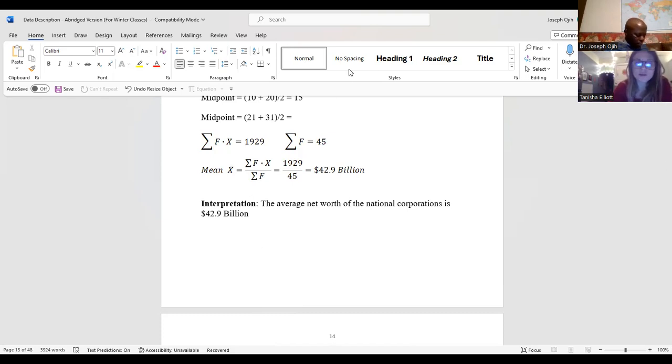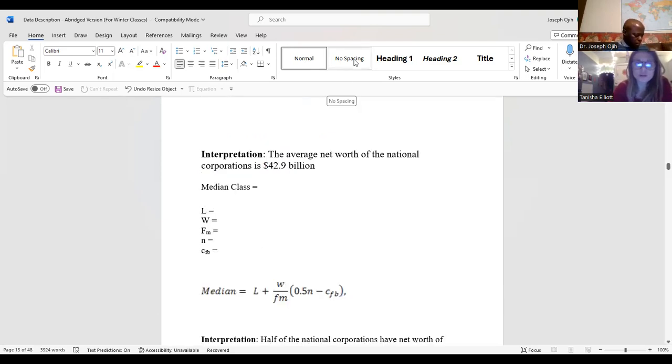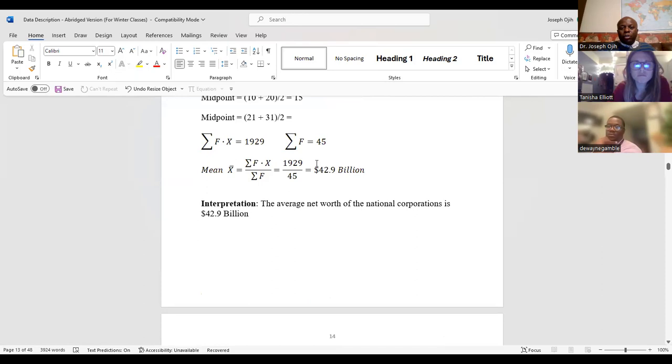So this formula that we're talking about with the L, W, F, M is for grouped data. The one that we did last week is on ungrouped data. Right, last week we didn't use a formula. We put them in order. That one is quite accurate, but for grouped data, it's not accurate. So that's why I recommend just using the midpoint for the median and mode.